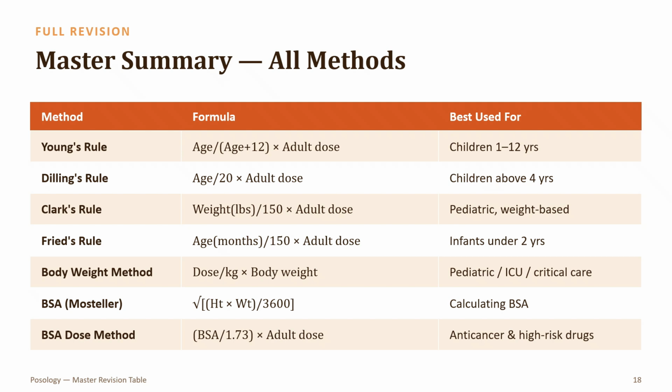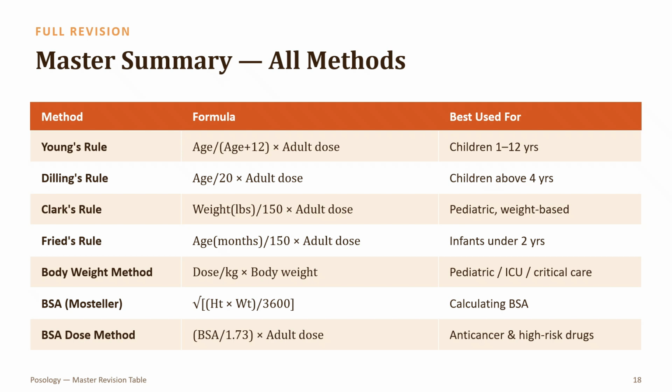Then Clark's formula, it is according to the body weight: weight in pounds divided by 150 multiplied by the adult dose. This is for pediatric and weight based. Fried's formula, this is according to the age, but it is for the neonates who have age in months: age in months divided by 150 multiplied by the adult dose. This is for children or infants under 2 years of age.